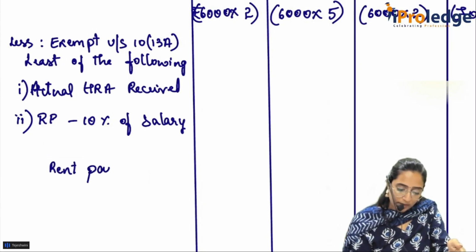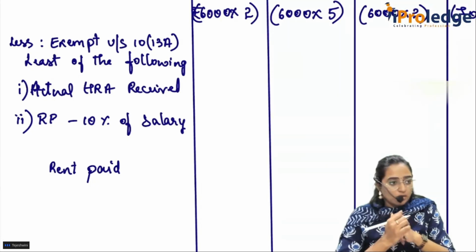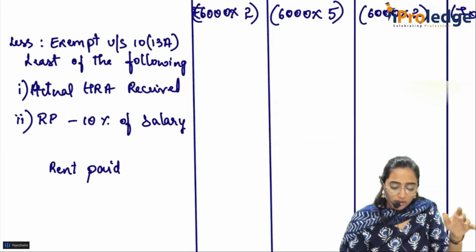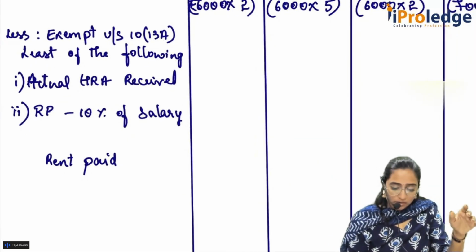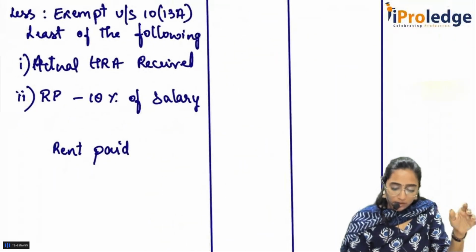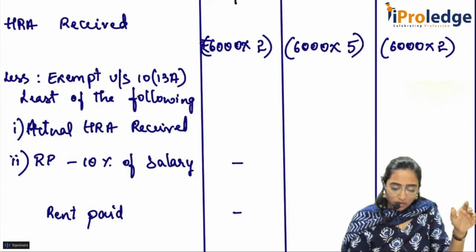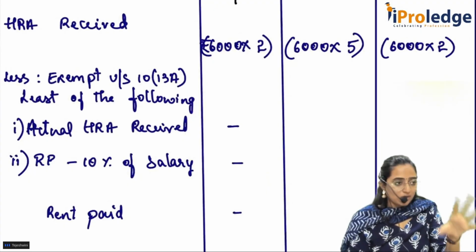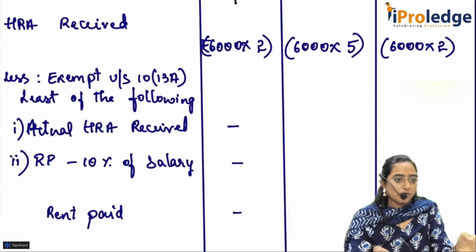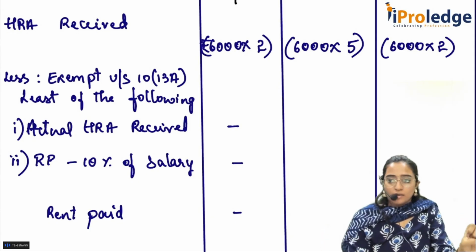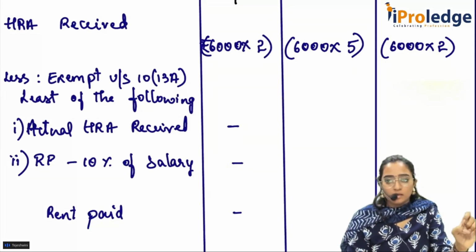I'm recording rent paid here. Everyone, what is going to be your rent paid? First month. Is he going to make any rent payment? No. So in this first column, the actual HRA received, you will not get any exemption. Section 10(13A) is not applicable for April and May because he is not paying any rent.